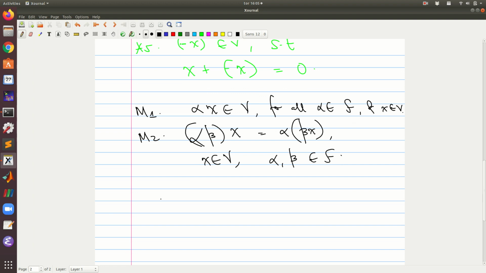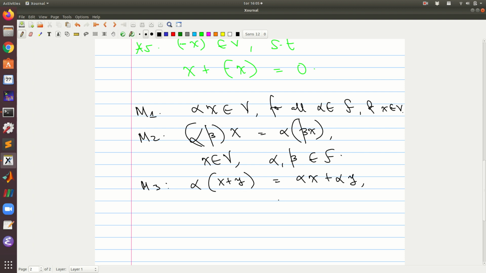And then we have M3, the distributive property: alpha times x plus y is the same as alpha x plus alpha y.